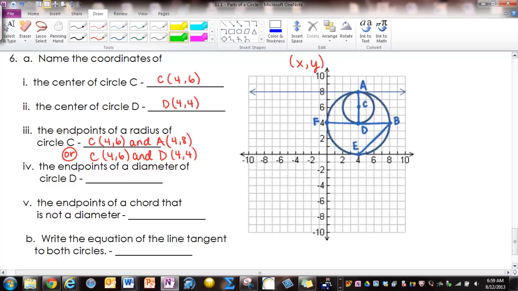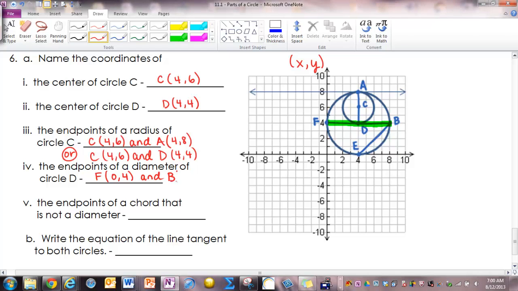Next, I'm asked to find the endpoints of a diameter of circle D. Now remember, a diameter does connect 2 points that are on the circle, but it must go through the center of circle D, which is D. So this segment in green is the segment I'm looking for, and the endpoints of that segment are F, which has coordinates 0, 4, and B, which has coordinates 8, 4.